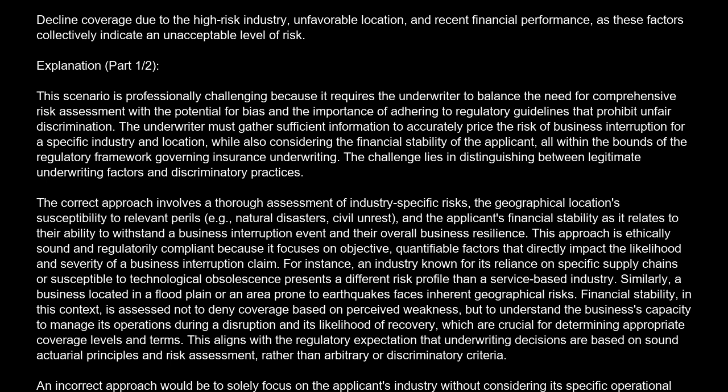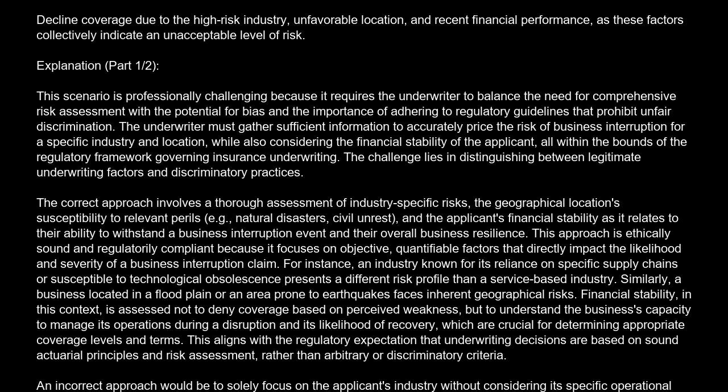The correct approach involves a thorough assessment of industry-specific risks, the geographical location's susceptibility to relevant perils, e.g., natural disasters, civil unrest, and the applicant's financial stability as it relates to their ability to withstand a business interruption event and their overall business resilience. This approach is ethically sound and regulatorily compliant because it focuses on objective, quantifiable factors that directly impact the likelihood and severity of a business interruption claim.